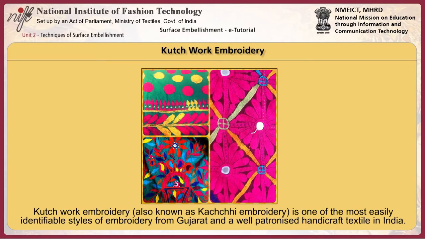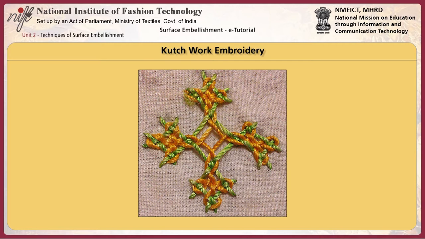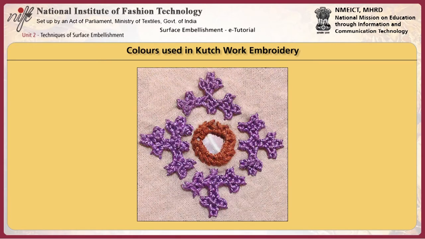Kutchwork. Kutch embroidery, also known as kachi embroidery, is one of the most easily identifiable styles of embroidery from Gujarat and a well patronized handicraft textile in India. It derives its name from its places of origin, the Kutch and Saurashtra regions of Gujarat. Kutch embroidery is characterized by the use of vibrant colors, mirrors and beads and intricate and extensive needlework, usually done on cotton or silk fabric.